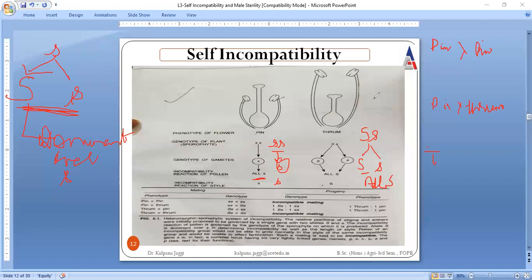Now we will be considering thumb. Here thumb is crossed with pin, and in the last case thumb will be crossed with thumb itself. So these four matings we are going to discuss.